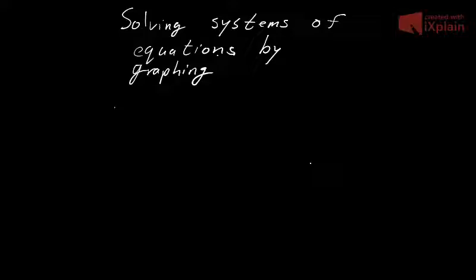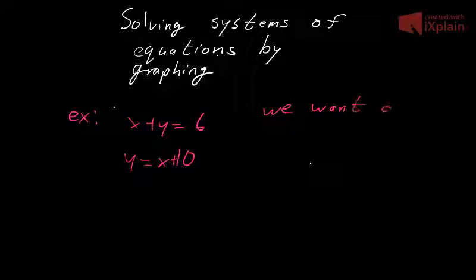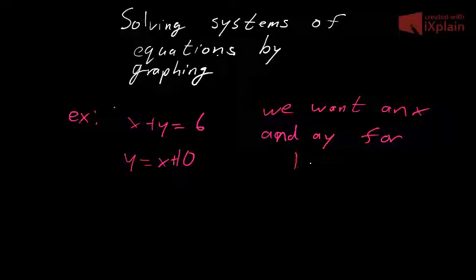So if I have my two equations, my first one's going to be x plus y equals 6. And the other one is going to be y equals x plus 10. And I want to figure out if there's a place where I can get x and y to work for both. So we want an x and a y for both.